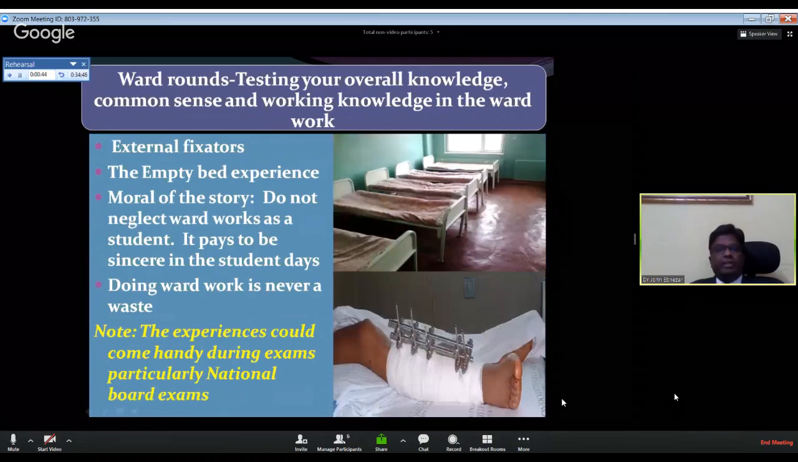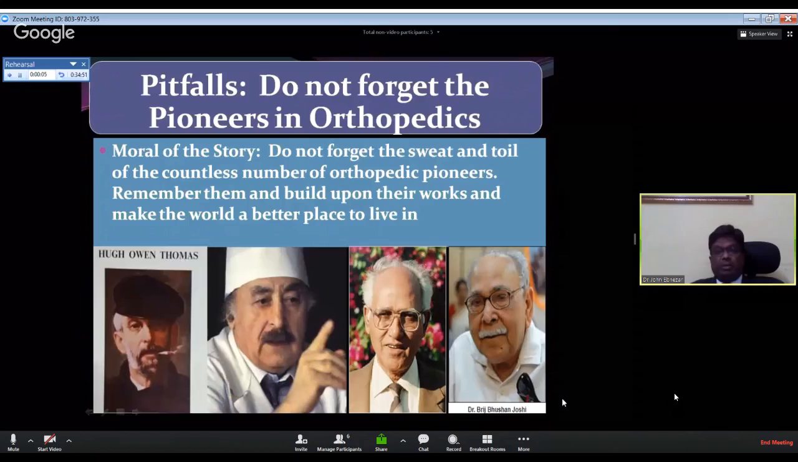And I was asked about pioneers. I was asked about Israel. I was asked about Dr. Joshi, Dr. B.K. Sethi. So the moral is, do not forget the sweat and toil of the countless orthopedic pioneers. Remember them, build upon their work and make the world a better place to live in. If they ask you about H.O. Thomas, you should be able to answer. You should not draw a blank.